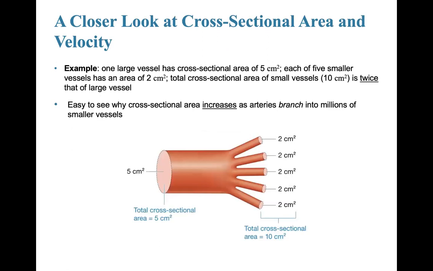So as you start to branch out more, if you look here, your total cross-section was 5 centimeters in an artery. In the arterioles, you have 2, 4, 6, 8, 10, so you've increased your cross-sectional area, which will decrease the overall speed. The decrease in speed at this level also allows for gas exchange to occur, because once you get to the capillaries, you're really increasing the cross-sectional area significantly. And again, that allows a little time for exchanges to actually occur.